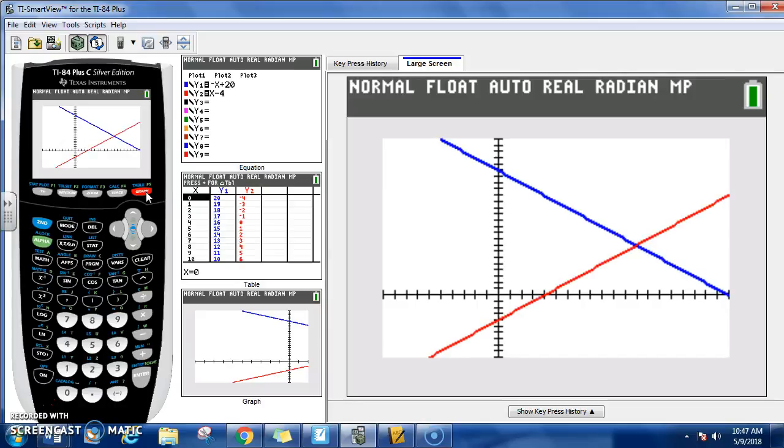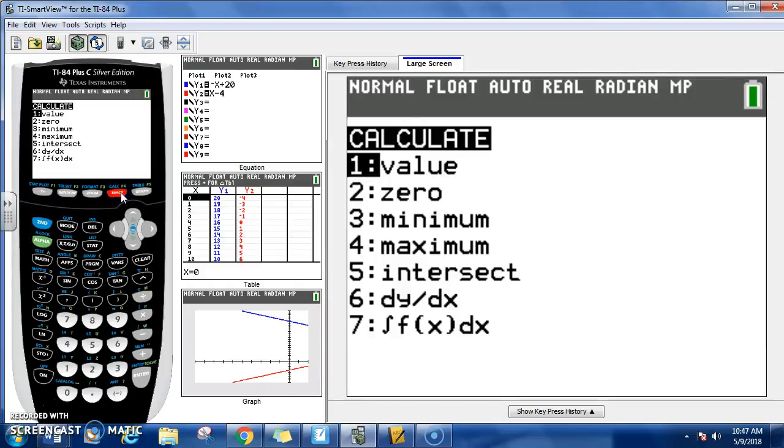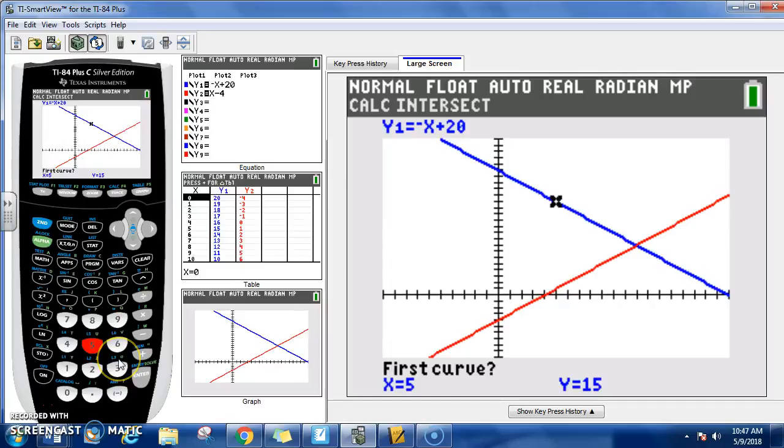Yes, we do. Now we can see it, so now we can calculate it. I don't know if you see right above this trace right here, it says calc. That means calculate. So because it's in blue, I'm going to have to hit my second button. Then I'm going to hit trace. And if you look right here at number 5 says intersection. Hit number 5. It's going to say first curve.